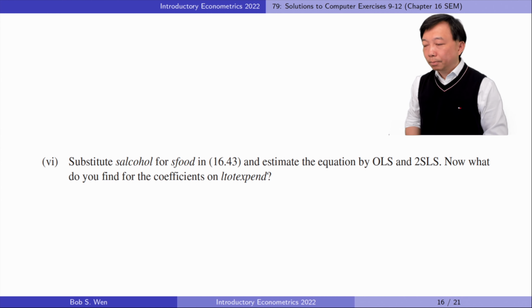In Part 6, substitute S alcohol for S food in 16.43 and estimate the equation by OLS and two-stage least squares. Now what do you find for the coefficients on the log total expenditure?